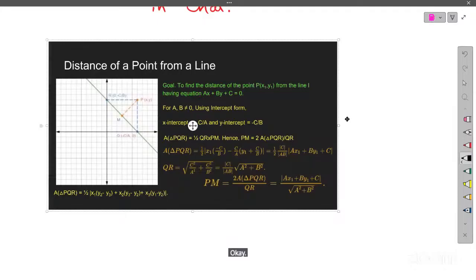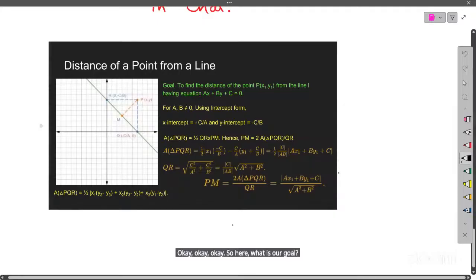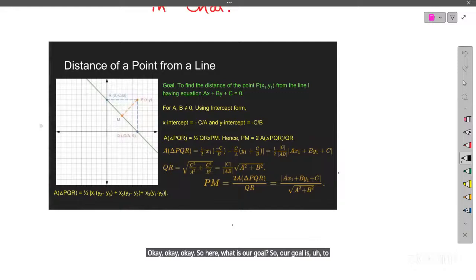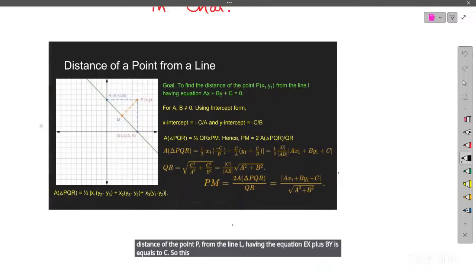Okay. So here, what is our goal? Our goal is to find the distance of the point P from the line L having the equation Ax plus By is equal to C. This green one is the line L, and this is the point P. So what we want to find out is this distance.